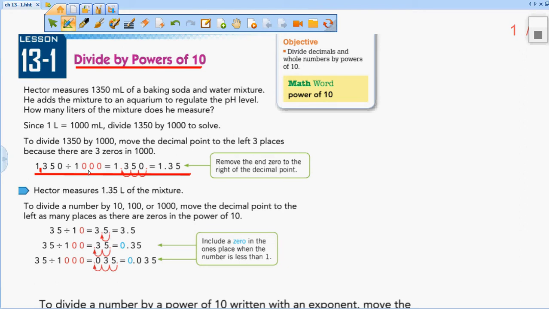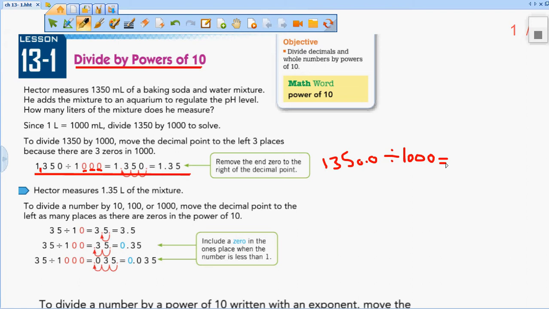1,350 divided by 1,000. Here I have to calculate how many zeros I have. So here I have 1, 2, 3 zeros. But the problem is, in this number I don't have any decimal point. So I am going to create it. So it becomes 1,350.0, I have to create my decimal point, dividing by 1,000.